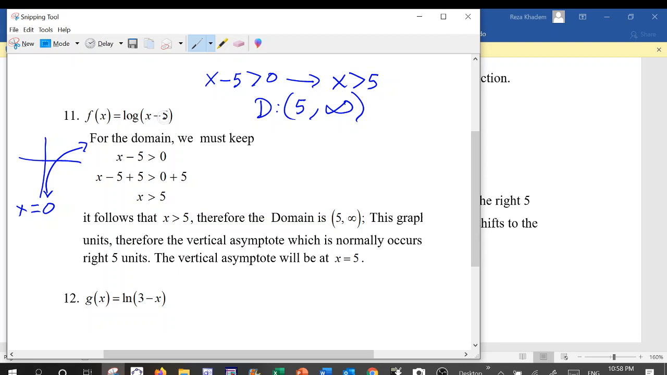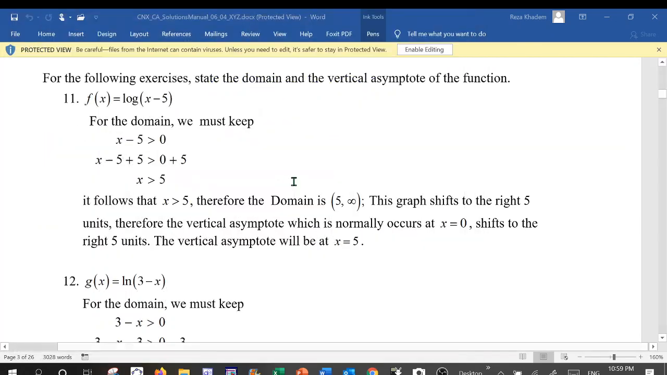Moving to the right 5, so you have to add 5 to x. So x equals 5 would be the vertical asymptote, right? And then you can move this (1, 0), see where it goes. And you can take another point if you want, and you can graph it. But we were told to just find the vertical asymptote and the domain. Okay.